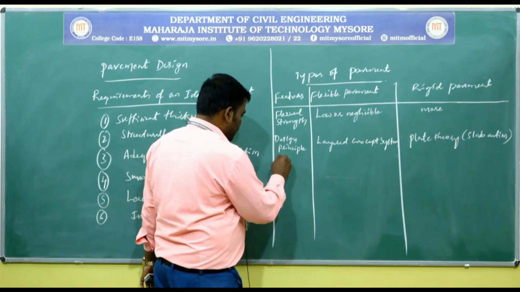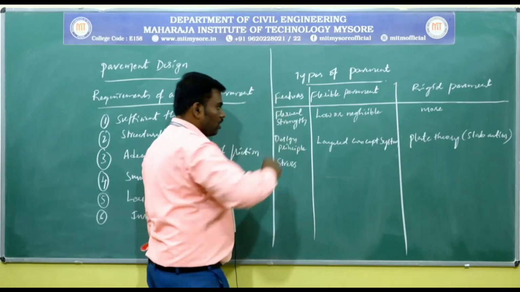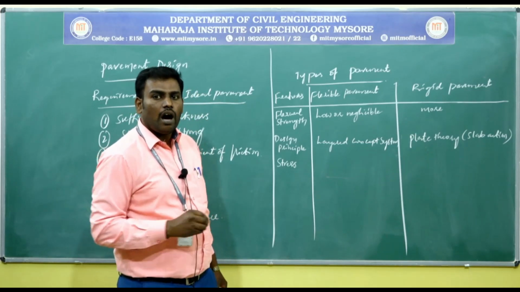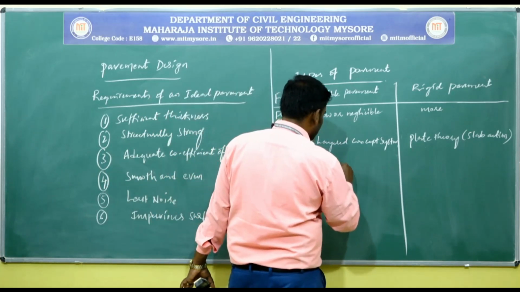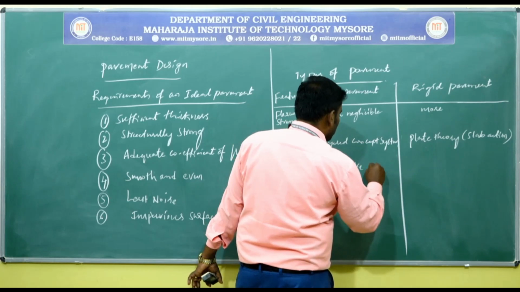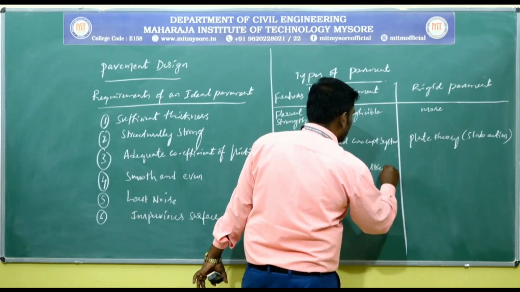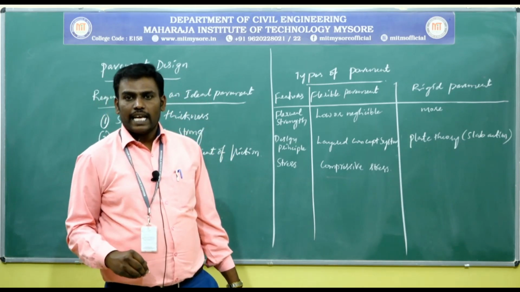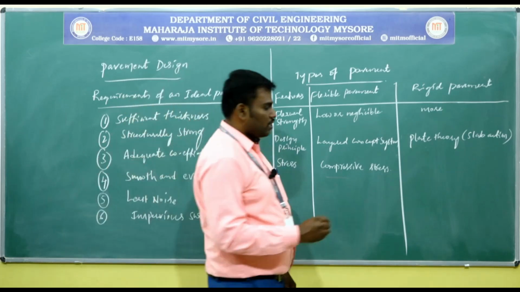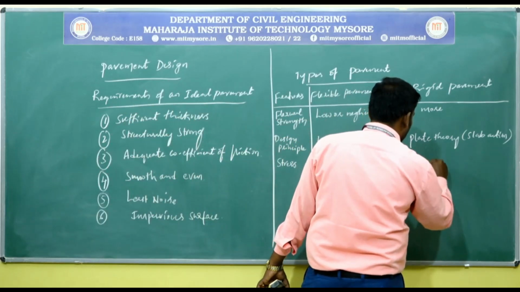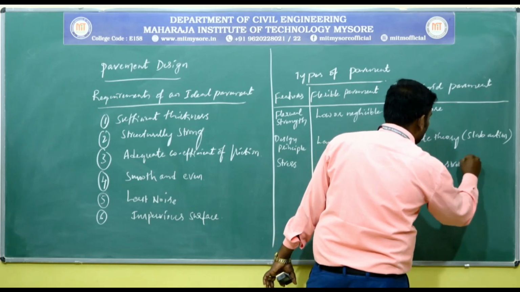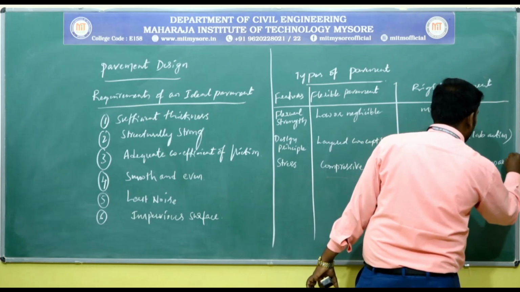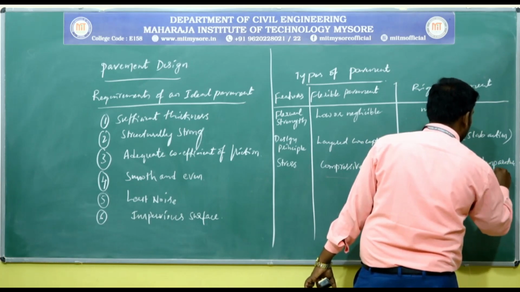Okay, next is stress. The types of stresses acting on the flexible pavements are compressive stresses. Whereas in rigid pavement, the stresses acting on the pavements are tensile stresses and temperature stresses.